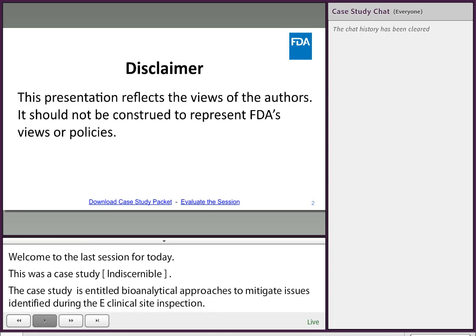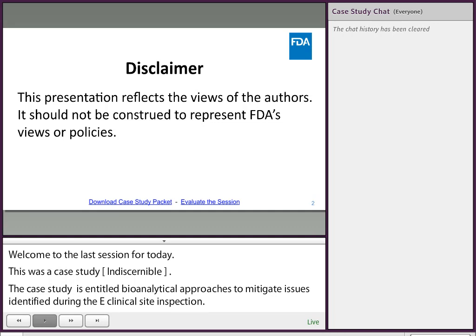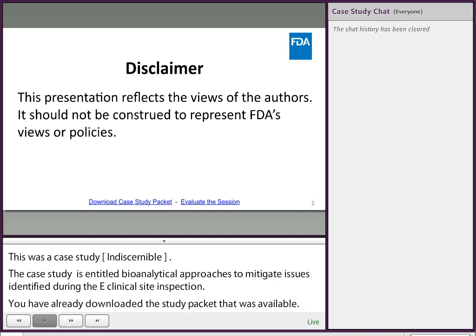So this is a disclaimer. This presentation reflects the views of the authors. It should not be construed to represent FDA's views or policies.